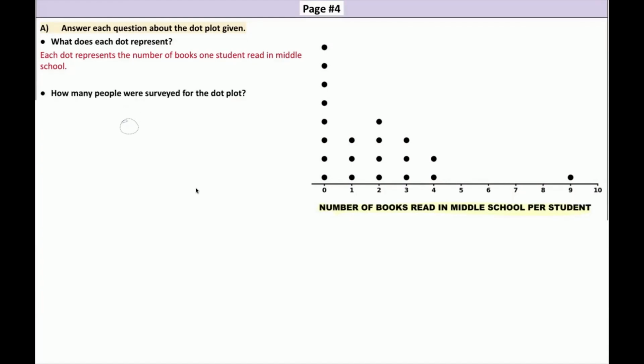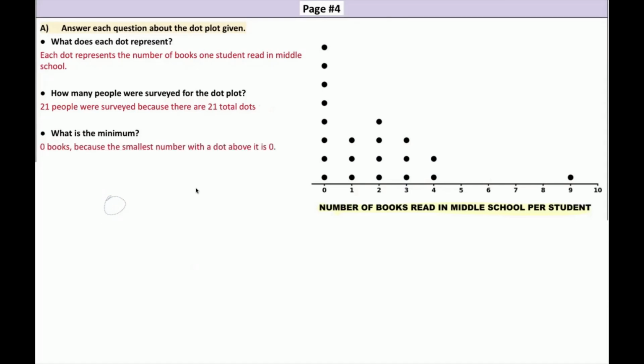Our next question says, how many people were surveyed in the dot plot? Well, we can just count our total number of dots, and there are 21 people who were surveyed because there are 21 total dots. Next question, what is the minimum? The minimum is 0 books because the smallest number with a dot above it is 0.